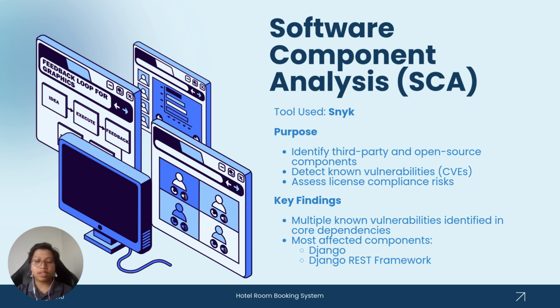The most impacted components were the Django REST framework and SQFRs, which are foundational to the application. Additionally, SNCC automatically generated a software bill of material (SBOM) by analyzing dependency configuration files, giving us full visibility into the application supply chain.